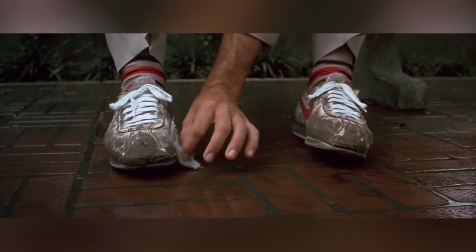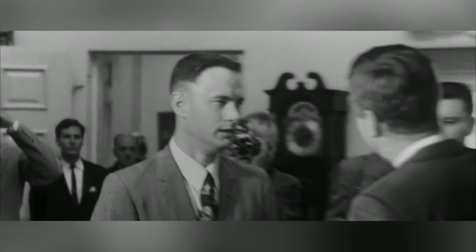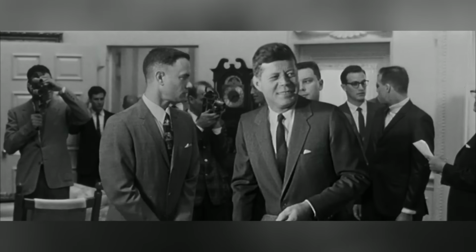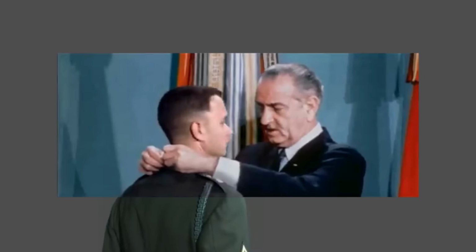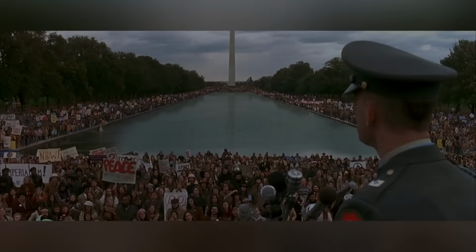But aside from the obvious uses of VFX like getting Tom Hanks to appear in a variety of historical footage, like this shot with Lyndon Johnson, this shot with John Lennon, or this one with Richard Nixon, visual effects were cleverly used for these 4 different and very necessary reasons.